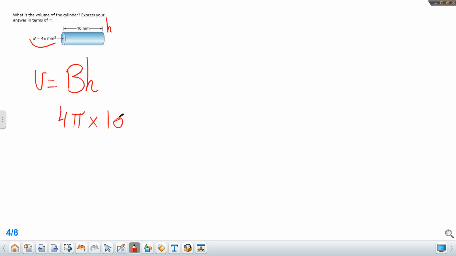So what about pi? I said pi equals 22 over 7 or 3.14, or in terms of pi. In terms of pi means don't substitute for pi. Put pi like it is. Okay? So how to evaluate it? 4 times 10 will be 40. Then the final answer will be 40 pi millimeter cube, because it's a volume.